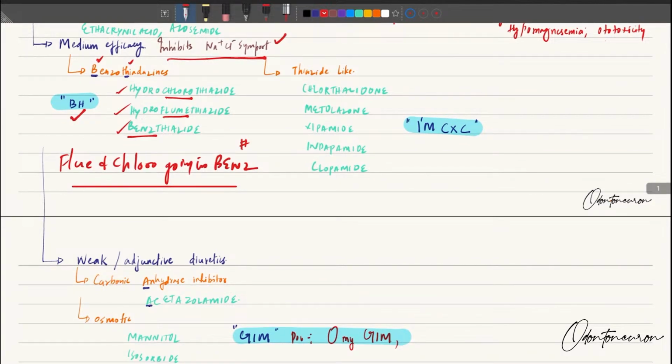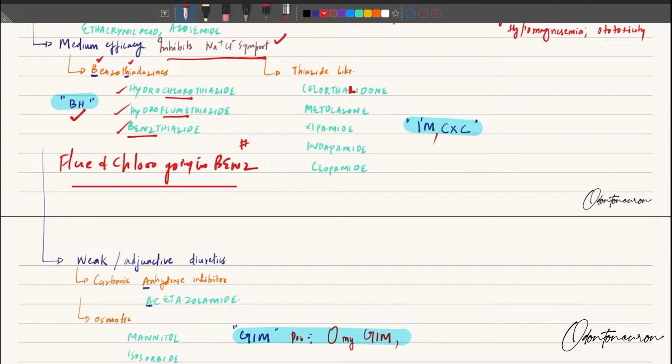Next is thiazide-like. How do you remember? IMCXC. I stands for indapamide, M stands for metolazone, C stands for clopamide, and another C stands for chlorthalidone. And we have X, which is xipamide.